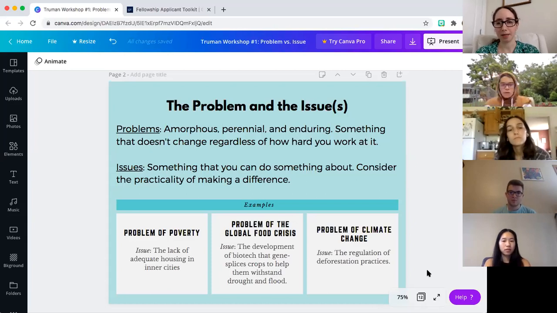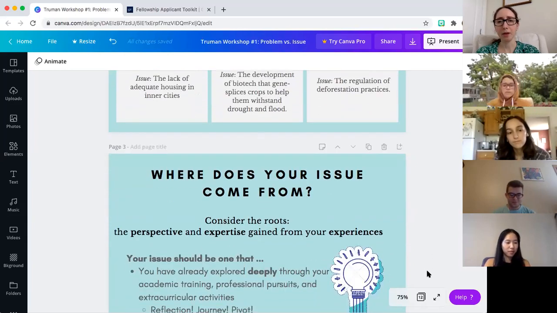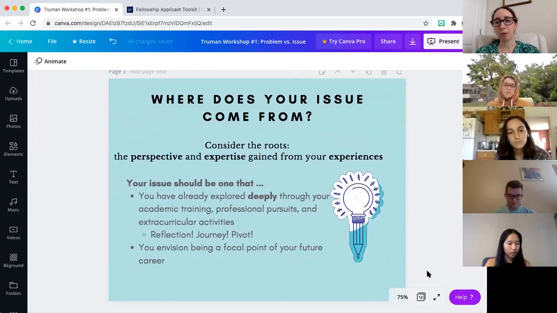So keeping that in mind. Okay, so how do you determine what your particular issue is? You consider the roots, and this comes down to your experiences, the perspective and expertise that you've gained from your experiences.